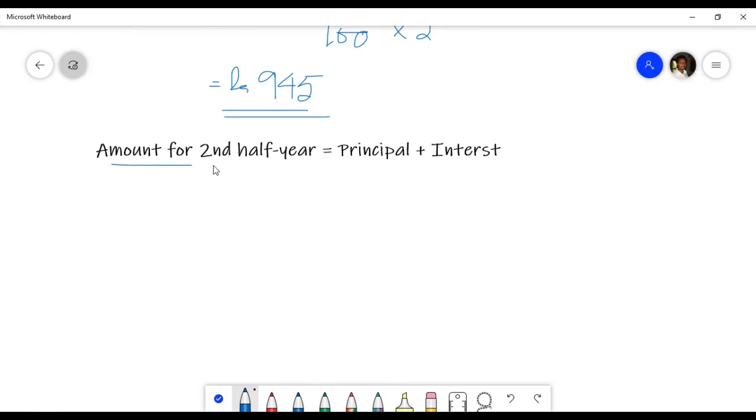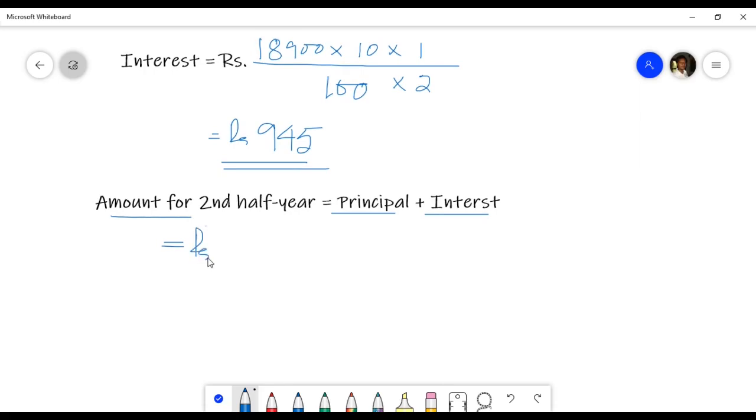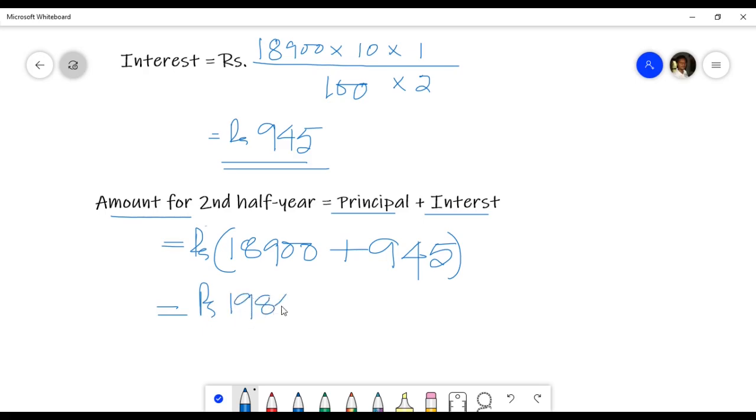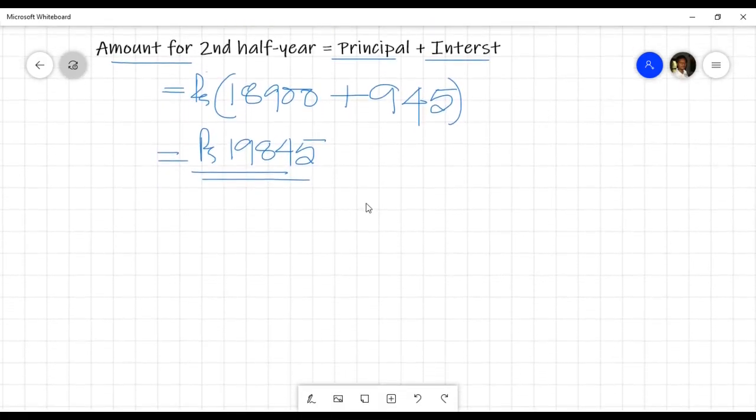Now what is our next step? We have to find the amount for the second half year. The formula is principal plus interest. Let us just replace the values of principal and interest. After replacing and adding principal and interest, we will get the amount for the second half year as rupees 19,845. So this is the amount for the second half year, rupees 19,845.